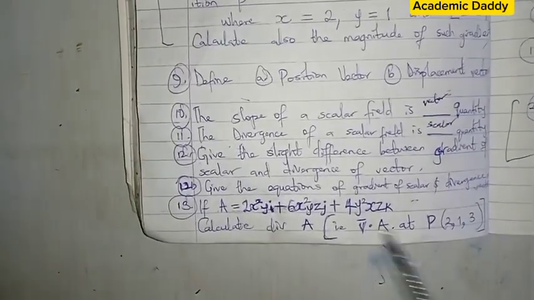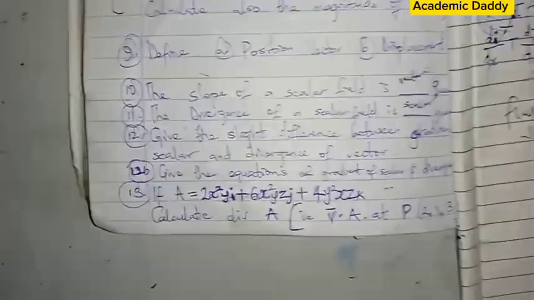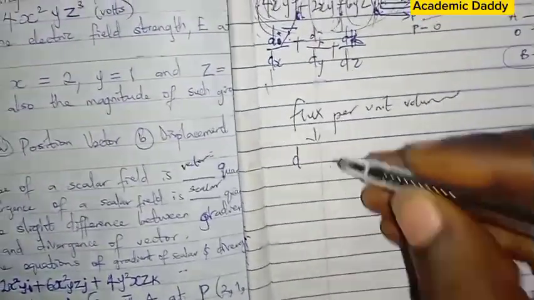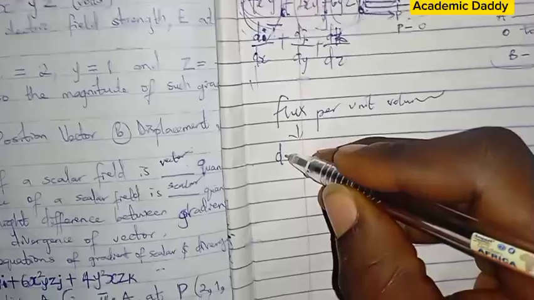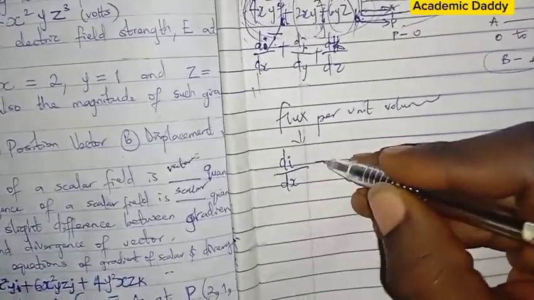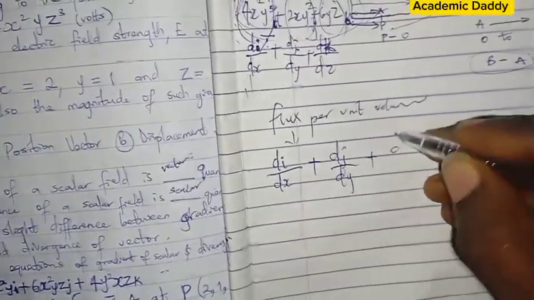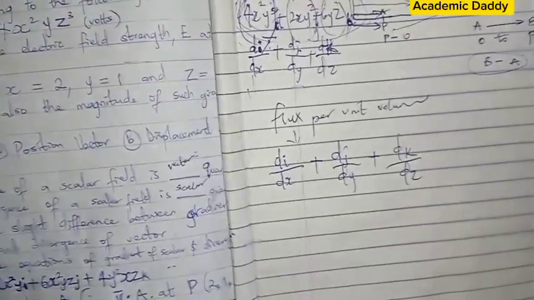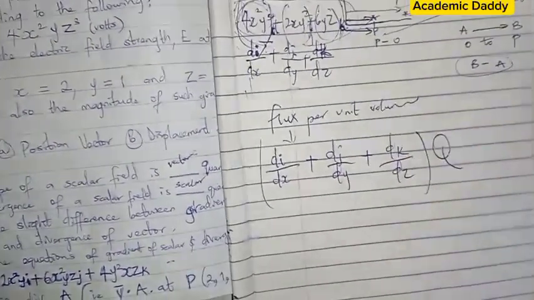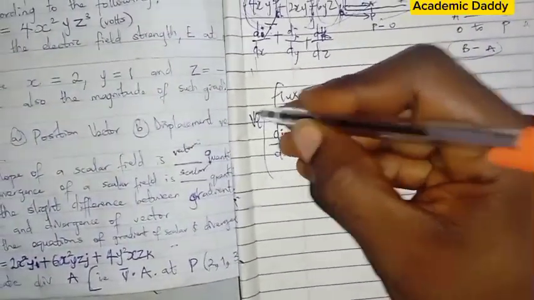So they say give the equations of gradient of a scalar and divergence of a vector. Okay, let's give the equation. Now for a scalar, the slope of a scalar field is simply di with respect to x plus dj with respect to y plus dk with respect to z. So d means differentiating. So everything is given.